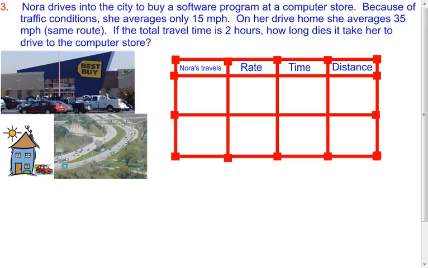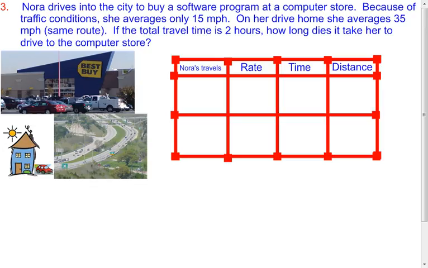All right, last one. Nora drives into the city to buy a software program at a computer store. Because of traffic conditions, she averages only 15 miles an hour on her way in. Okay? On her way home, the traffic must have cleared up because she was able to average 35 miles an hour. Notice she's going on the same route. Okay? So if she's going on the same route, her distance there has to be the same as her distance home. All right, her total travel time is 2 hours. How long does it take her to drive to the store?